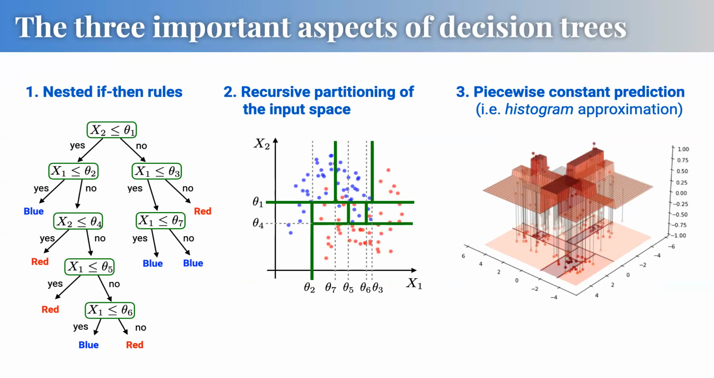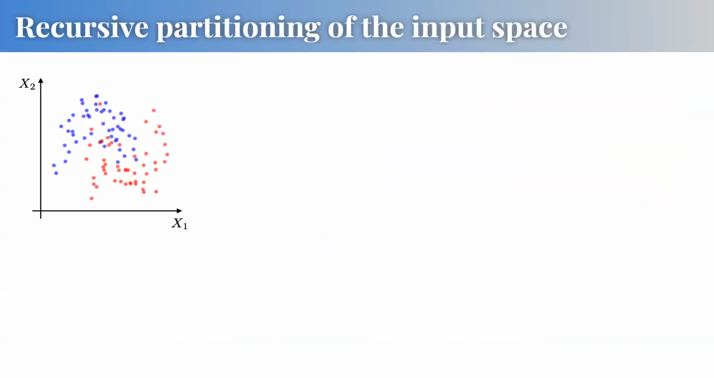To understand decision trees precisely, we have 3 aspects of the same algorithm. The first one is that a decision tree is nested if-then rules. This topic is already covered. Then we will focus on the remaining 2 aspects. The second one is that it's a recursive partitioning of the input space. And the third one, which is a little bit covered, is that it's a piecewise constant prediction. So first, we will focus on the inner working.